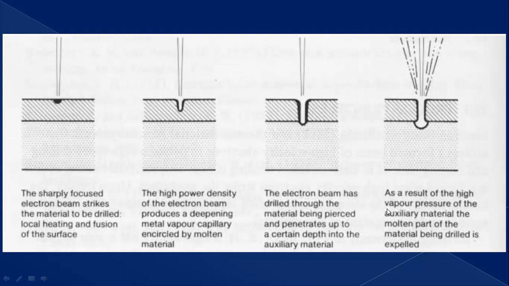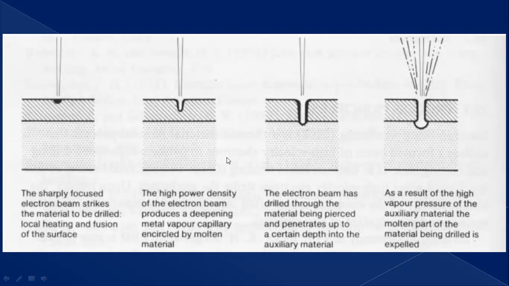Next, as a result of the high vapor pressure of the auxiliary material, see, immediately there will be a vapor difference. There will be a high increase in vapor pressure due to the auxiliary material. The molten part of the material being drilled is expelled. Okay, when it hits the auxiliary material here, the density is higher than this material, so immediately pressure increases and capillary action further becomes fast and removes the molten material in the form of vapor.